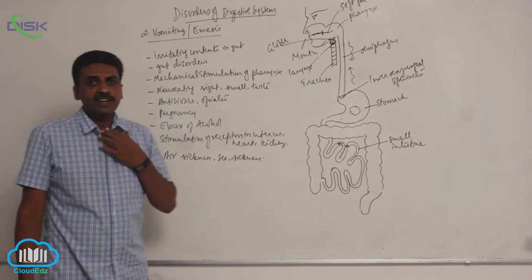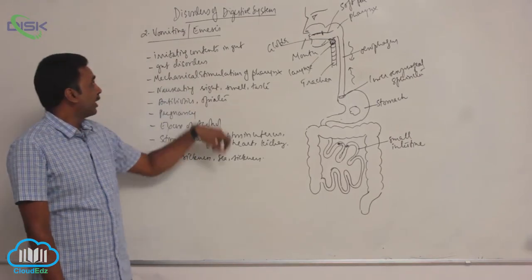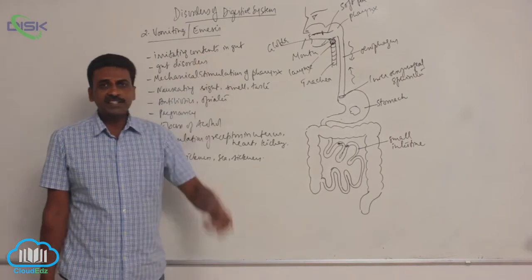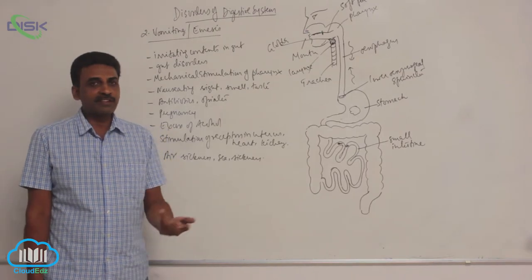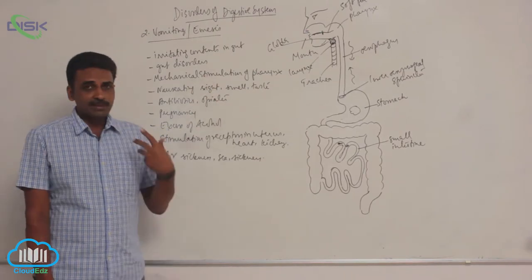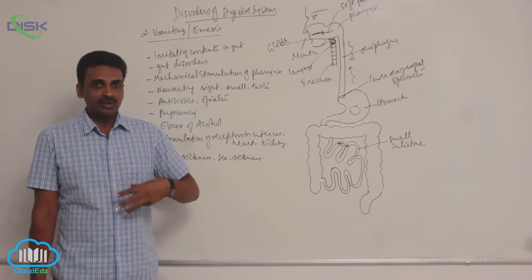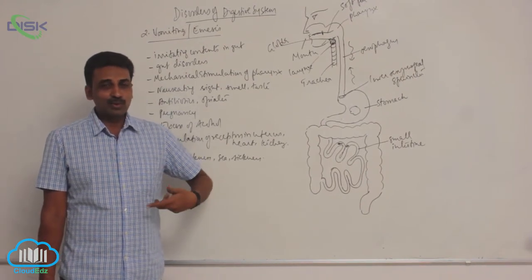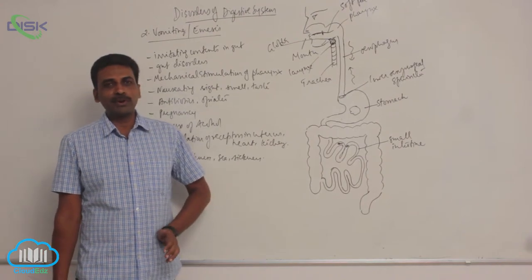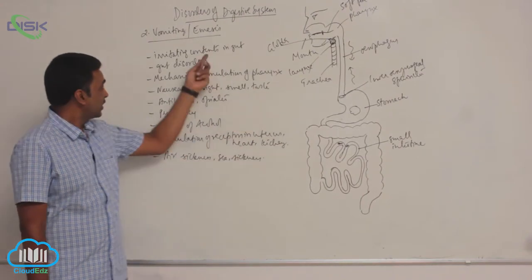See, there are various factors which cause vomiting. Irritating contents in gut, that we have already discussed. Some substances we are not able to digest, and over a period of time they are there. So it has become so irritating. Over a period of time it's not digested, so it is pushed out.